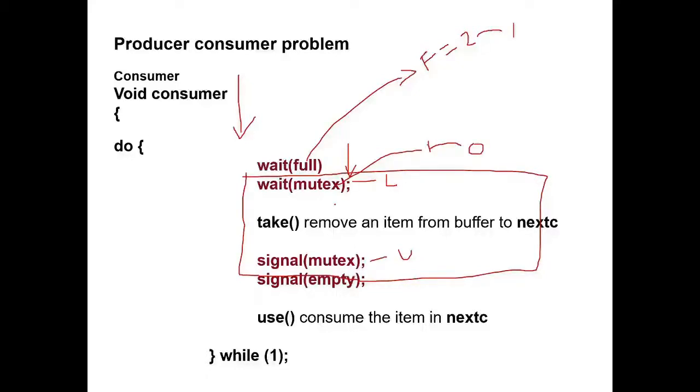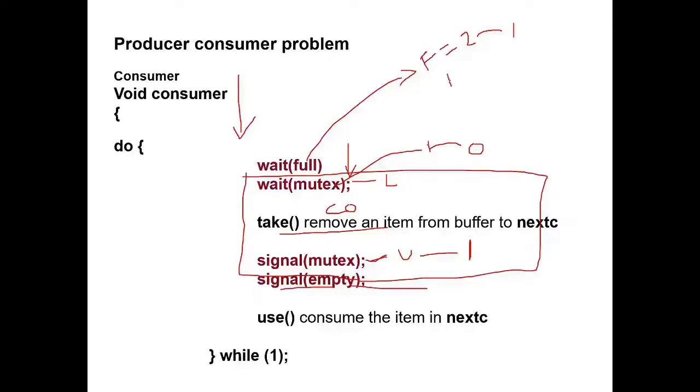Then the consumer is going to consume the items from the buffer. After consuming, it is going to execute the signal operation. It is going to unlock by making the mutex value 1. From 0 it is going to increment and become 1 now. And then it is going to execute signal of empty. Signal is always going to increment the value.